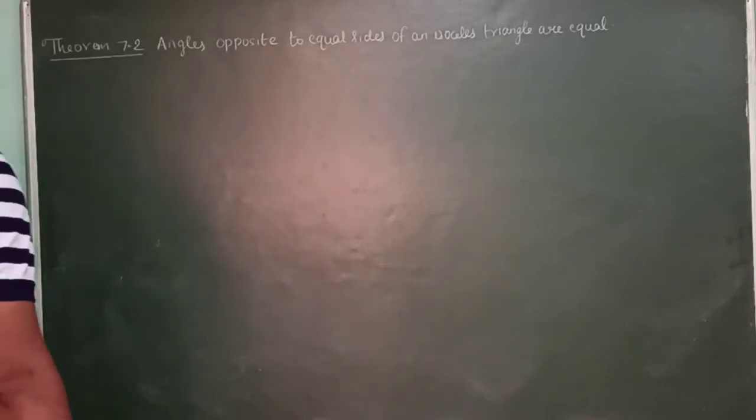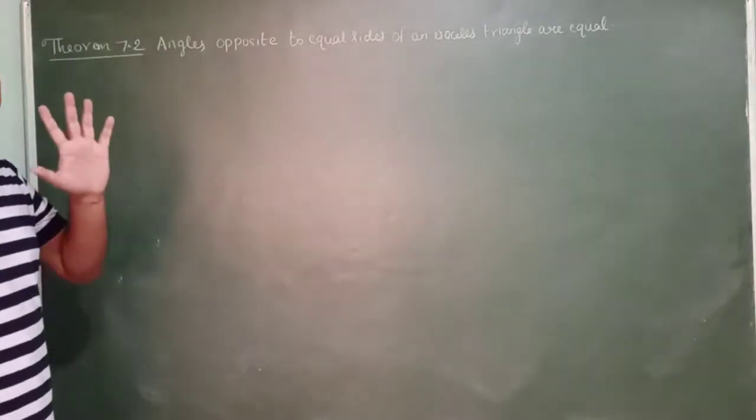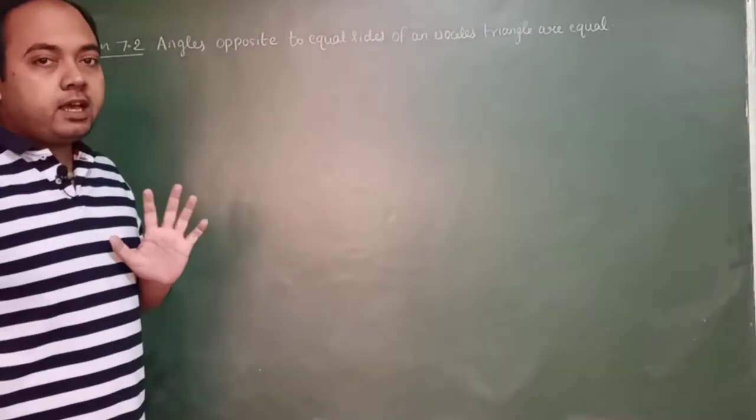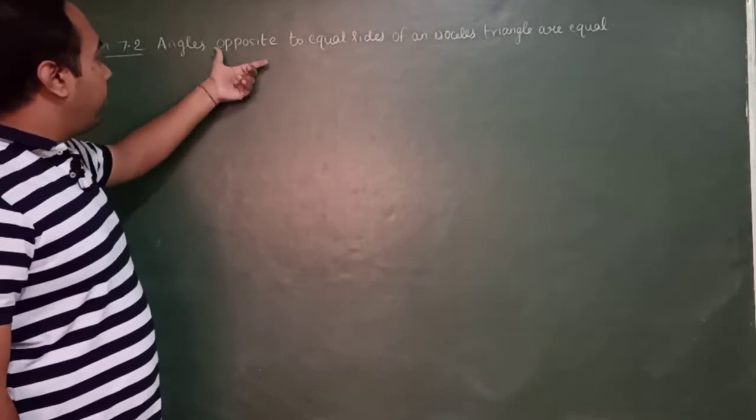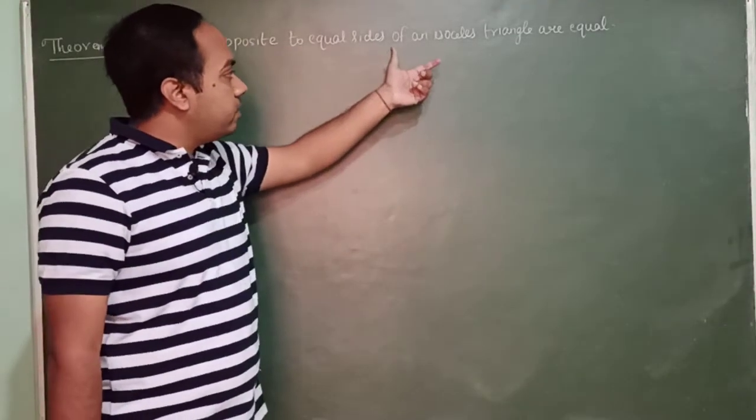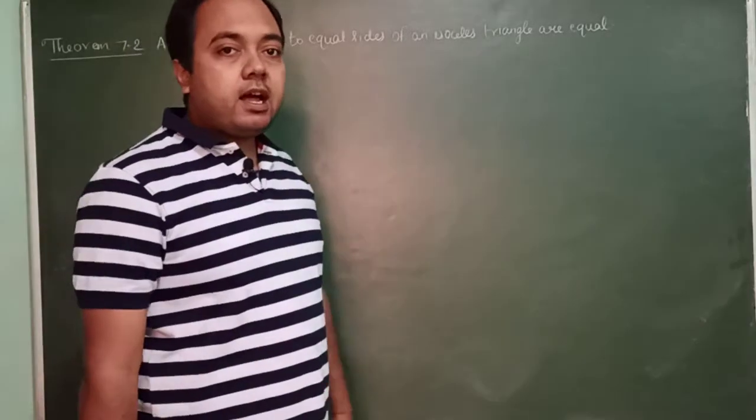In this video lecture, we will study theorem 7.2 of chapter number 7, triangles. Now, the statement of the theorem is: angles opposite to equal sides of an isosceles triangle are equal.